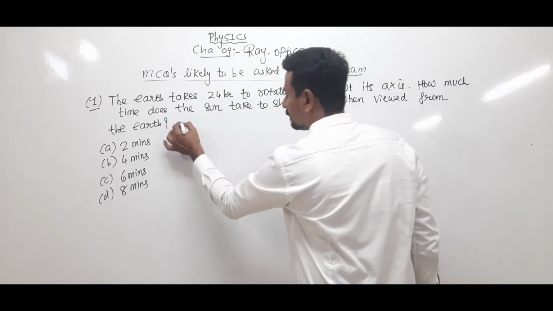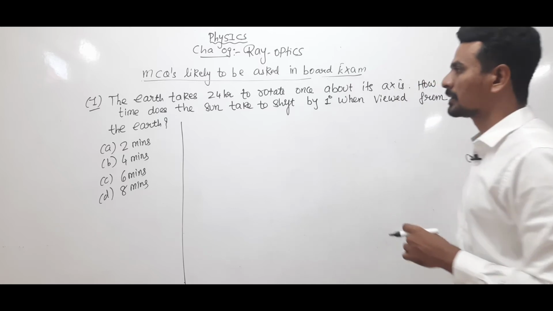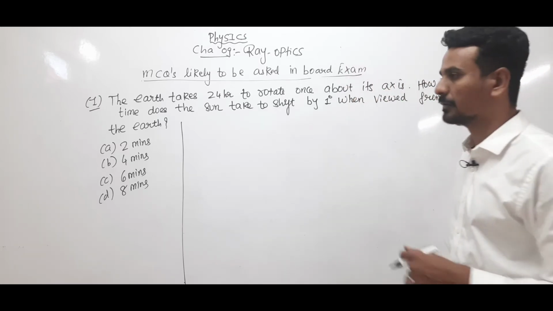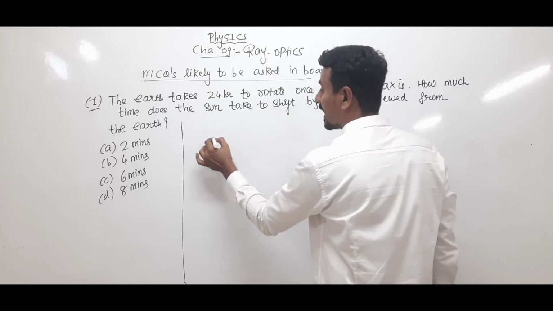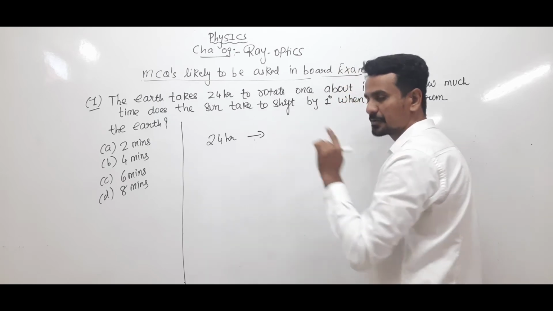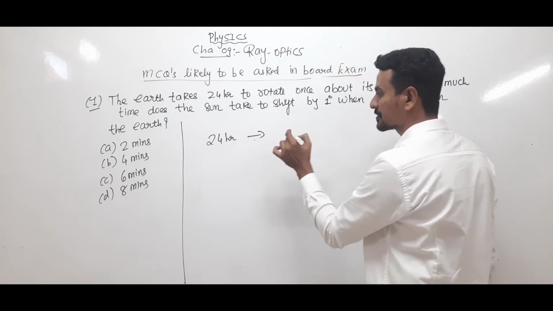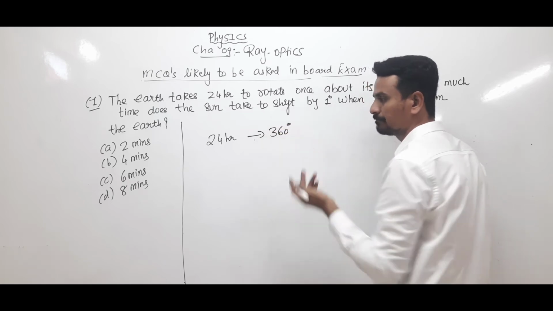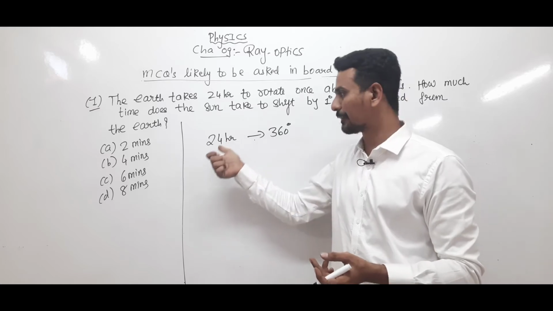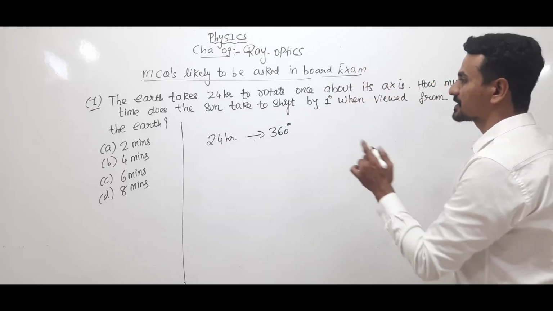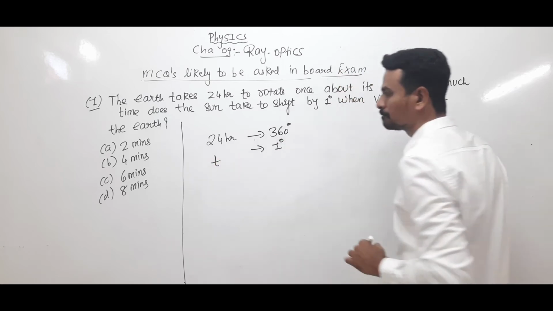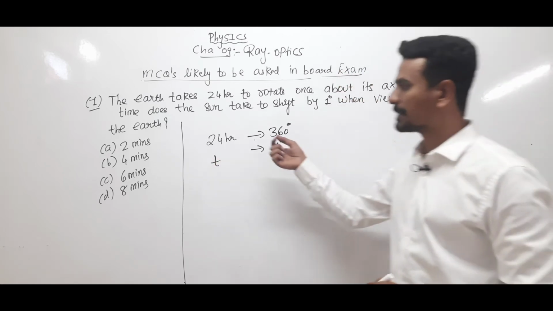Okay, so Earth is taking 24 hours to rotate once about its axis. So, in a time interval of 24 hours, Earth completes one rotation, that is the shift will be of 360 degree, right? Shift of 360 degree will take 24 hours. So, how much time does the sun take to shift by 1 degree? So, for 1 degree, what will be the time? For 360 degree, the time is 24 hours.